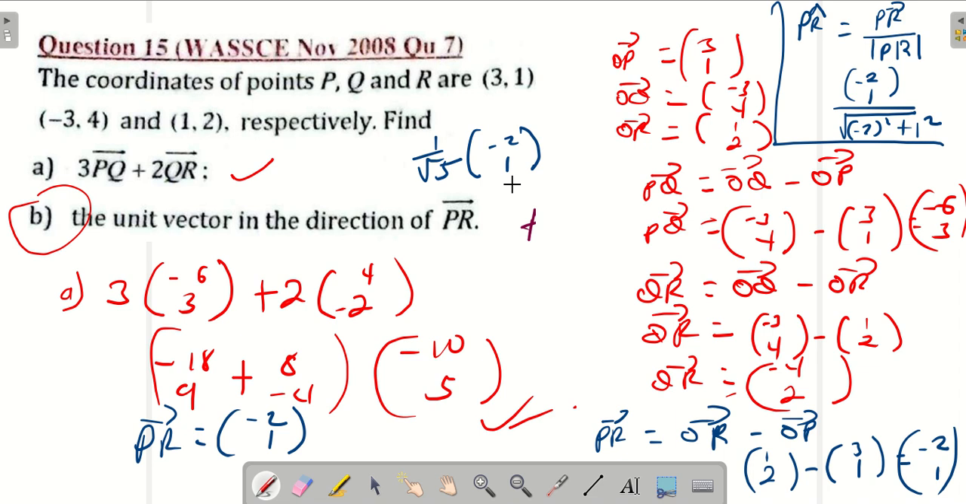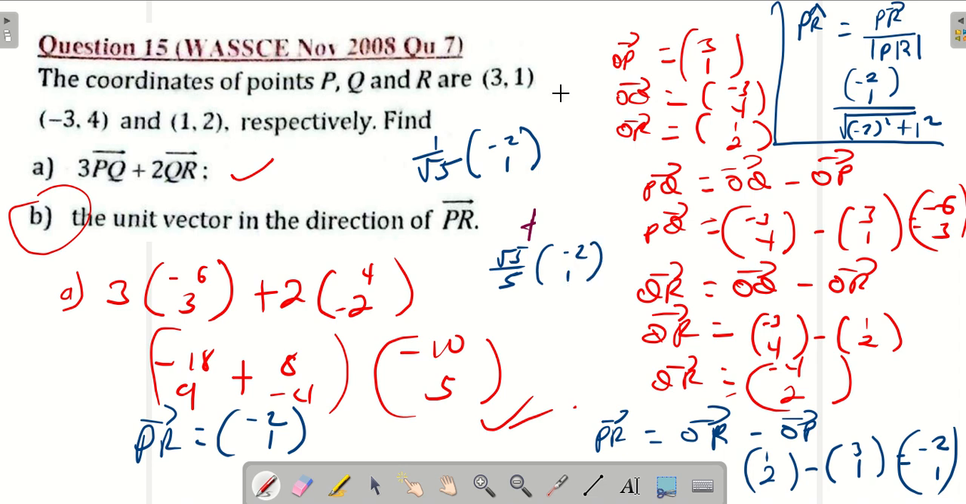Is that right? You can leave your answer here, or you can write it as -2 root 5. Hey, is it -2 root 5? No. Let me even rationalize it. So it's going to be root 5 on 5 multiplying -2, 1. Is that right?